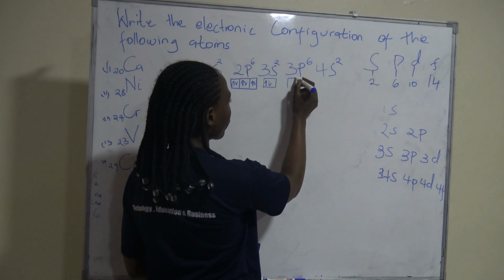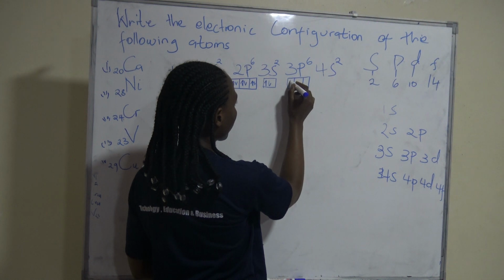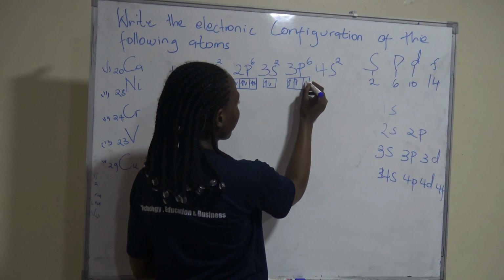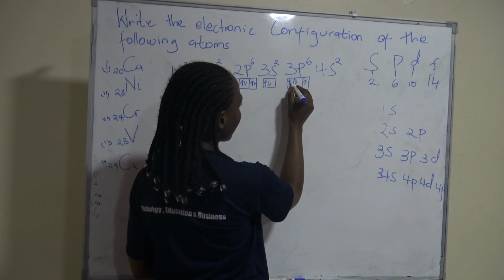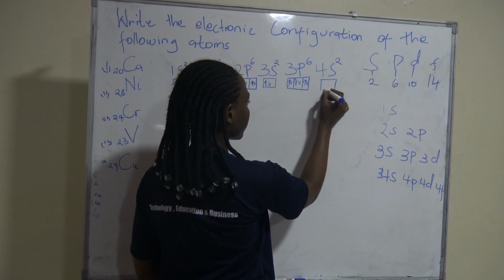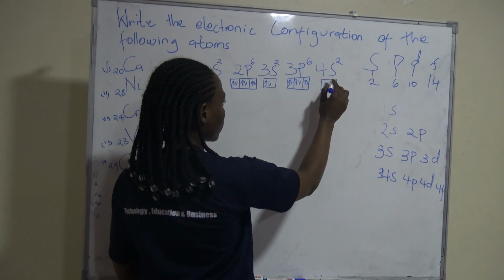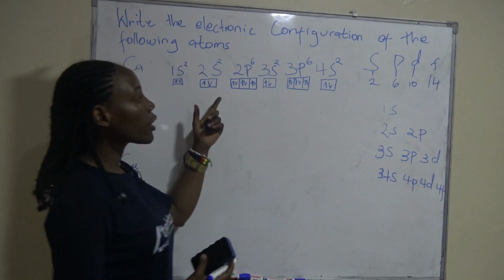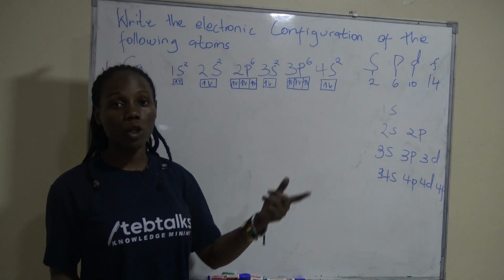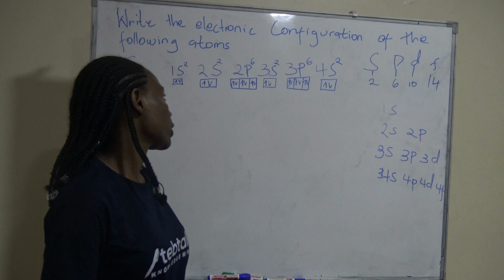Then now we go to the 3p, which is divided into 3 orbitals. We fill in the first spin, and then we come back with the pairing. So this would be the electronic configuration of calcium.